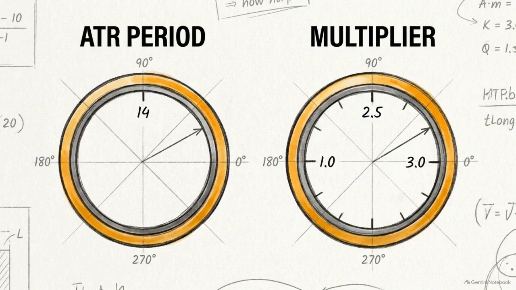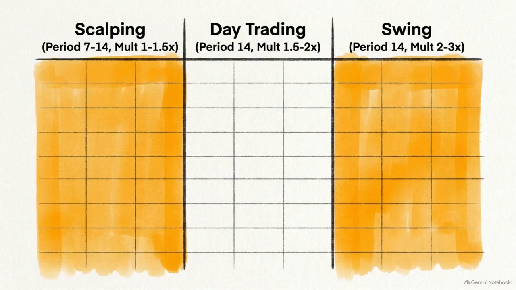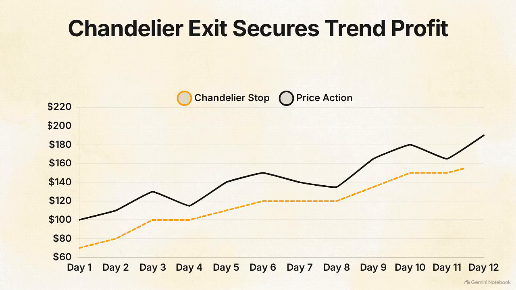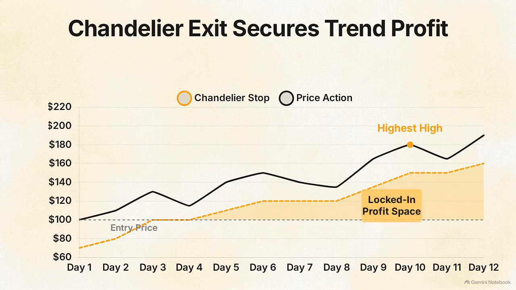Your ATR period and multiplier settings must be precisely calibrated to your specific time frame. As this table shows, a scalper using a 1x multiplier cannot use the same parameters as a swing trader relying on a 3x multiplier to capture macro trends. You can apply this logic to the Chandelier exit variant. By hanging a trailing ATR stop from the highest high of a trend, you lock in profit while still granting the asset the precise volatility-based breathing room it needs to run.